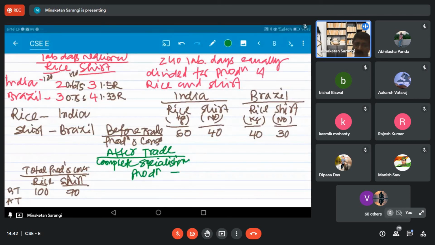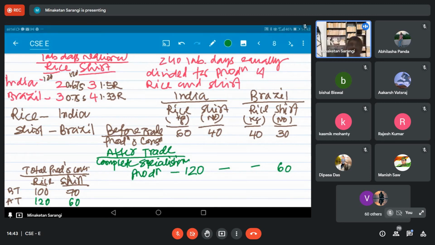If India will produce rice only, then the total production of rice will be 120, utilizing 240 labor days. Now, if Brazil will produce sat only, then Brazil will produce 240 divided by 4, 60 sats. So, total production of rice is equal to 120, total production of sat is equal to 60.